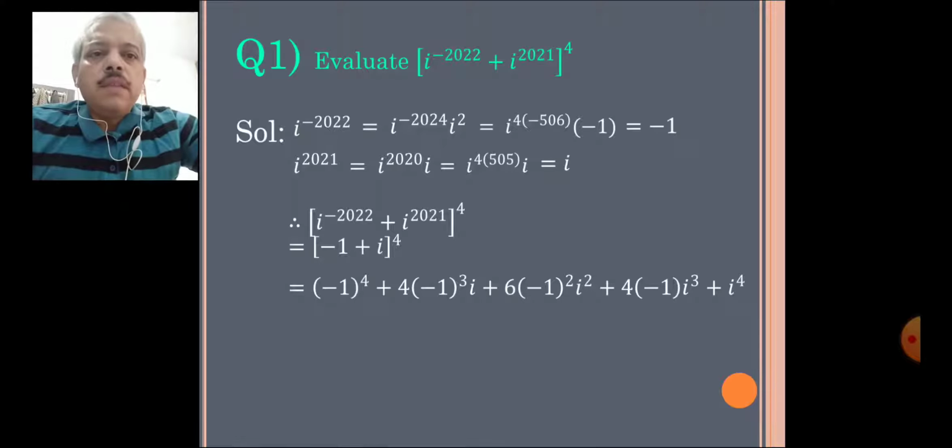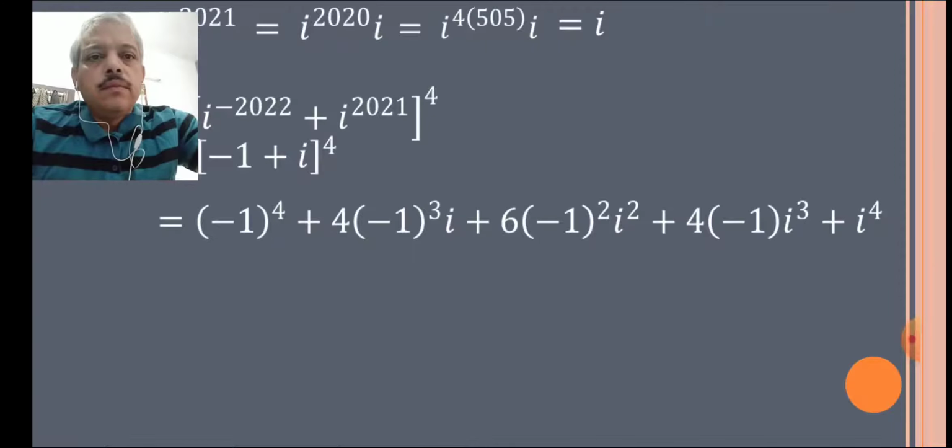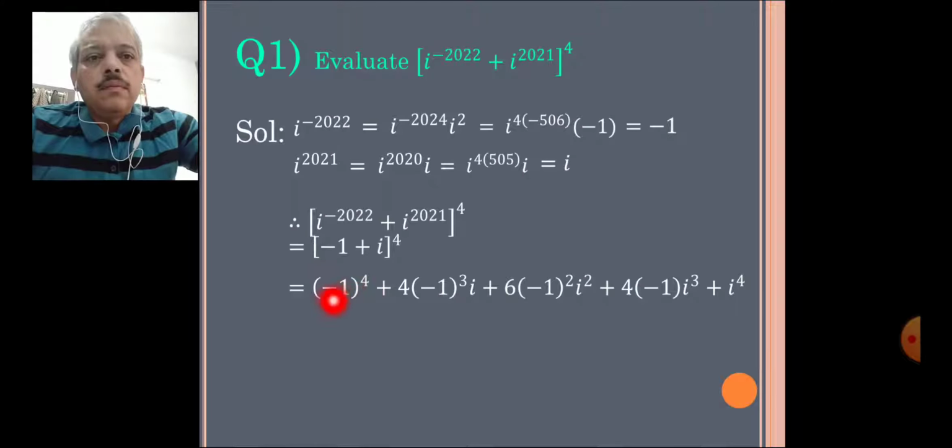We know (a + b) to the power 4 is a to the power 4 plus 4C1 a cubed b plus 4C2 a squared b squared plus 4C3 a b cubed plus b to the power 4. So using the binomial theorem we can write this.